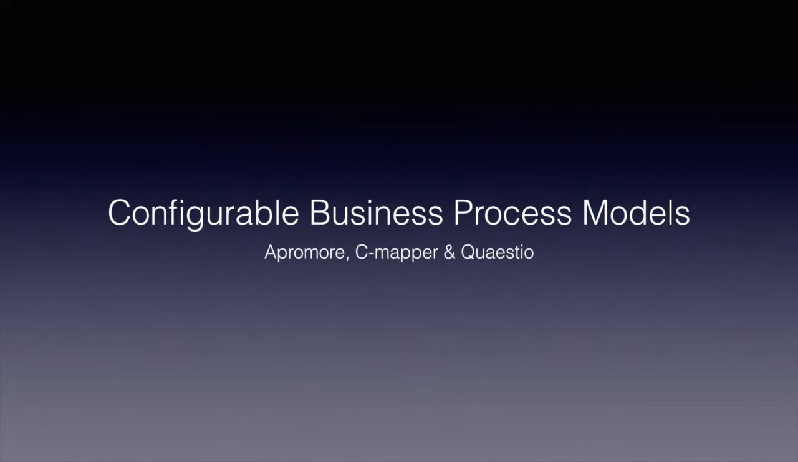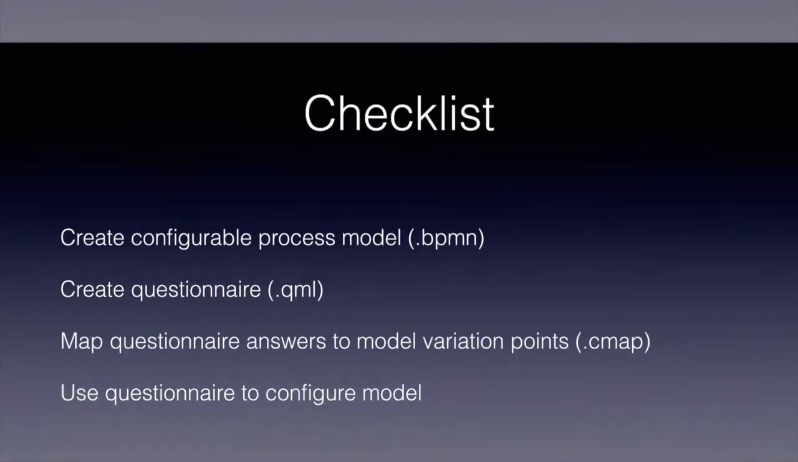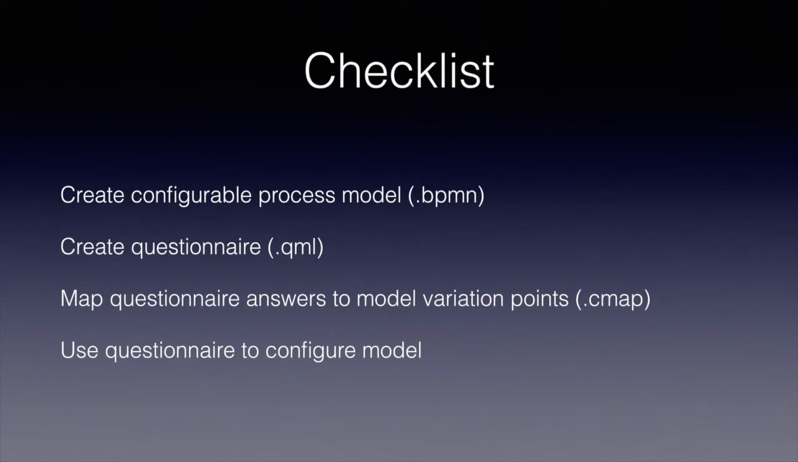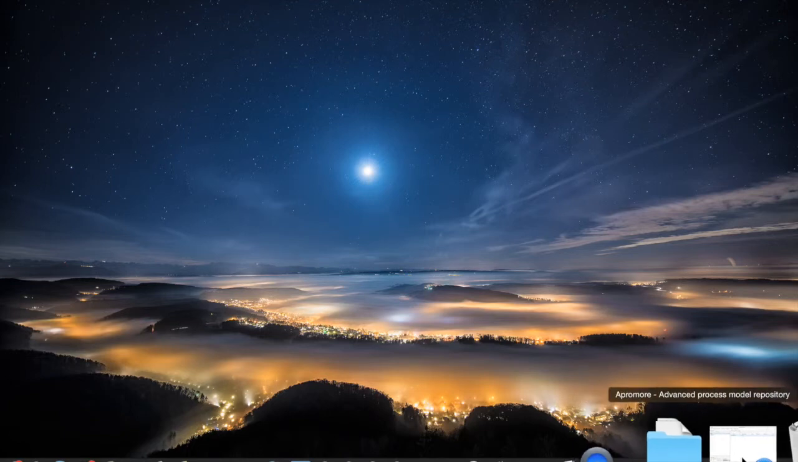This is a demonstration of how the configurable process model support in Apromore can be used to create a model, create a questionnaire, link the two of them, and then use that questionnaire to configure the model. So here's our checklist, which we'll be working through. Let's open our example model in Apromore.